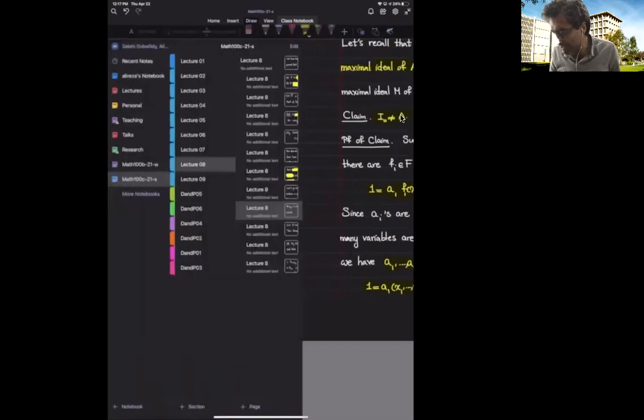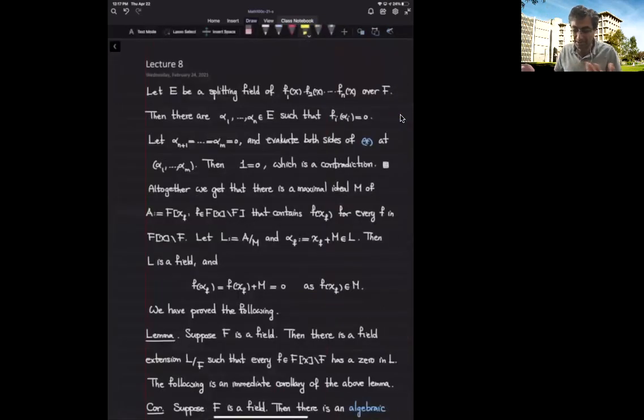But where can I find zeros for the f sub i's? That's easy. We take a splitting field of the product of these polynomials. So let E be a splitting field of the product of these polynomials over the base field capital F. In this splitting field, I can find zeros for the f sub i's.